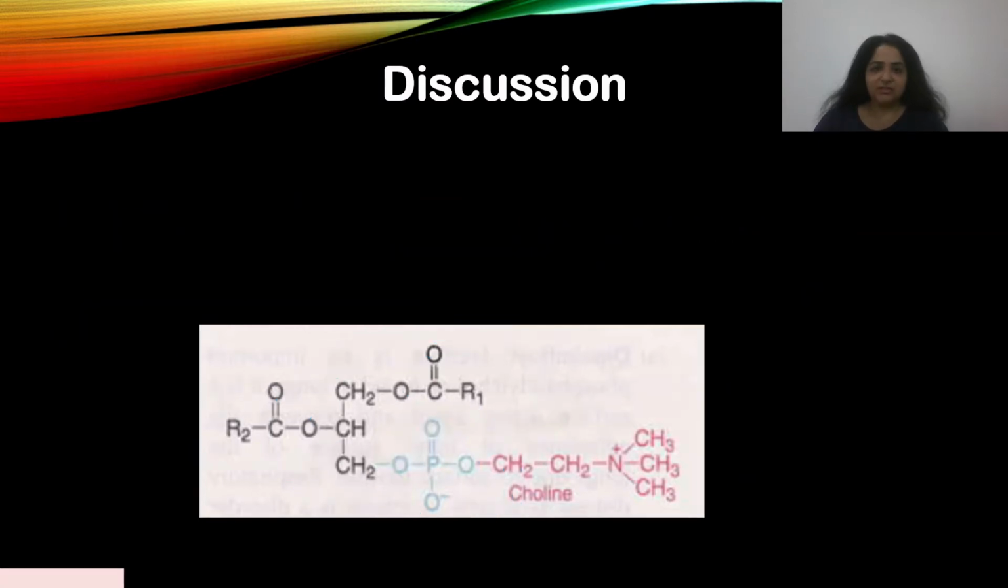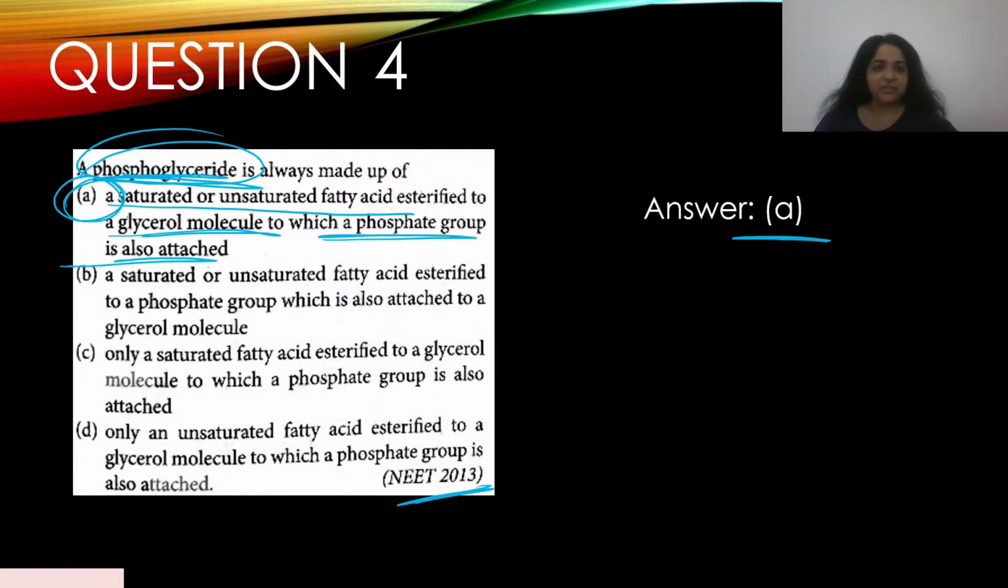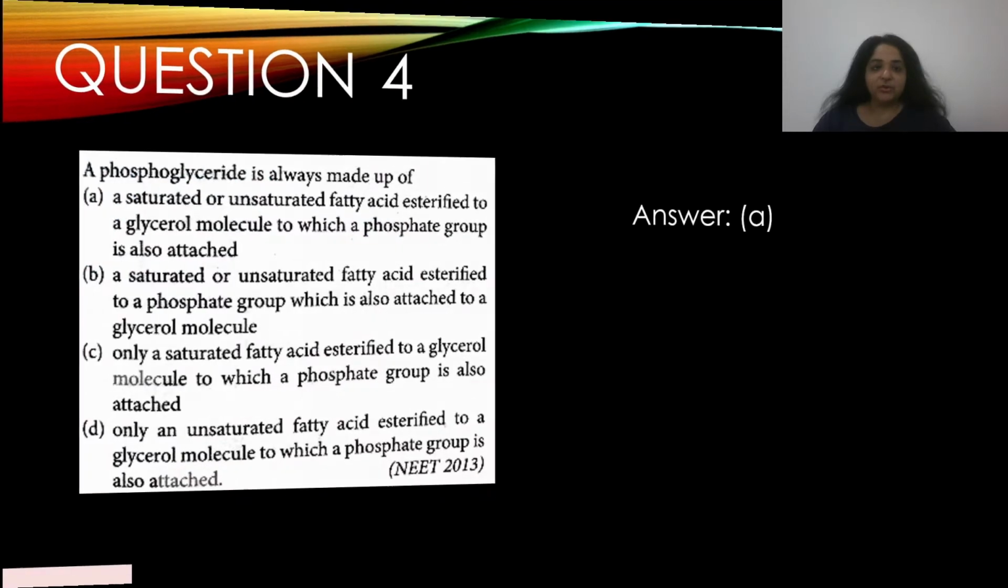All right, so I guess I've answered the question. If we look at option A, saturated or unsaturated fatty acid esterified to a glycerol molecule to which a phosphate group is also attached. All right, let's move on.